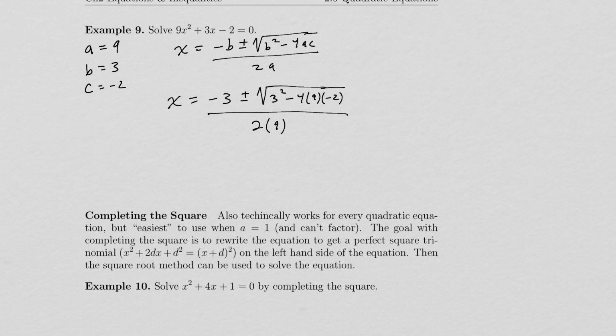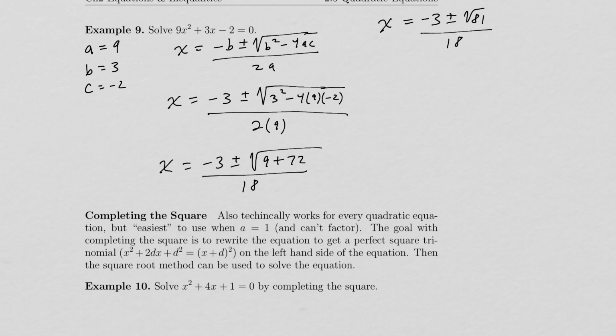All right, so if we start simplifying things here, this is going to be minus 3 plus or minus the square root. This is, I guess, 9. And then negative 4 times 9 times negative 2 is positive 72, I guess. All over 2 times 9, which is 18. So then we can go further here. Oh, this is nice, right? 9 plus 72 is 81. 81 is a perfect square. So this is really the same as negative 3 plus or minus 9 over 18.